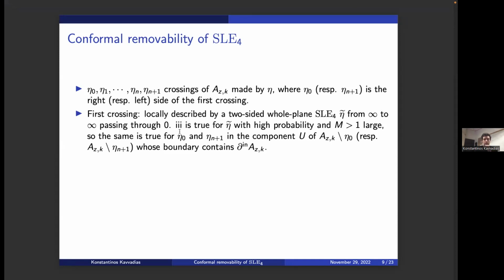So here the point is that condition 3 that I mentioned, which is the most important condition, is true for that curve eta tilde, the two-sided curve, with high probability if we have M large and fixed. So by conformally mapping back onto the upper half plane, the same is true for the left and right sides of the first crossing of the curve in the complement of the first crossing in the annulus.